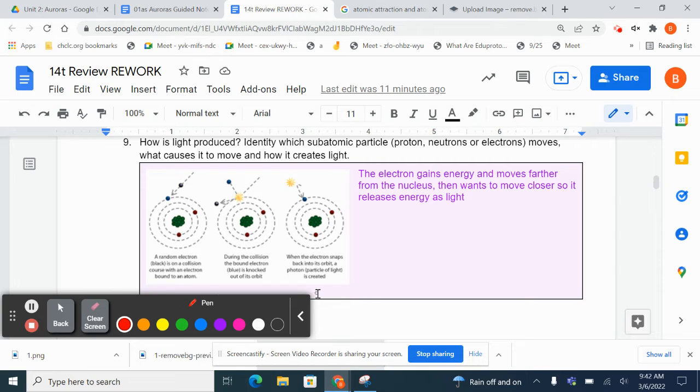All right, number 9, how is light produced? We're going to identify the subatomic particle, proton, neutron, or electron, how it moves, and how it creates light. And of course, we really went over this in the last question, but it's a really important topic. That's why it's on here twice.